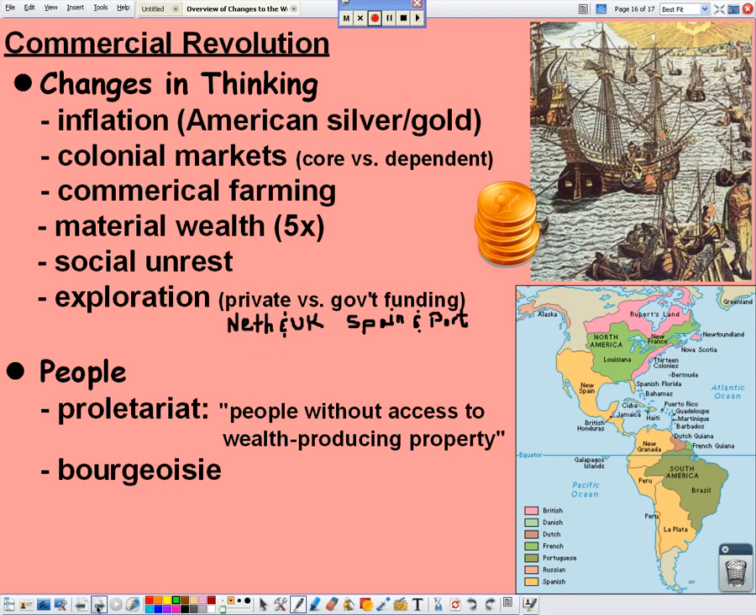So, the American colonies are dependent on who? England. Central and South America are dependent on who? Spain. Core versus dependent. Who has the power? Core. Who gets to make all the decisions? The core. Who's going to get screwed one way or the other? The dependent areas.